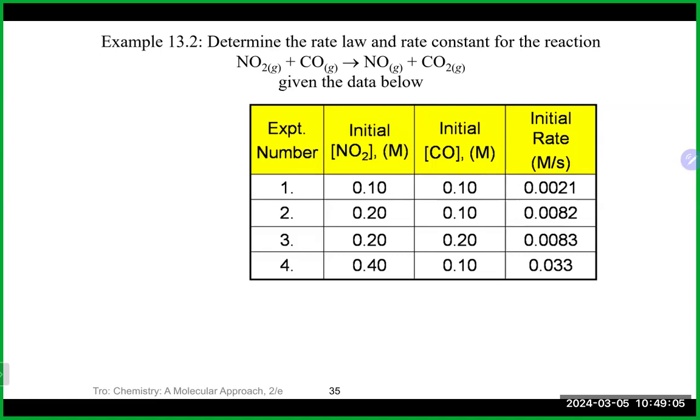So in this case, we do have 4 entries. It doesn't really matter. It works the same way. We're going to start with our generic rate law here. So we got our rate is equal to K, our NO2 to the X, we'll call it, and our CO to the Y. We're going to approach it the same way. We're going to pick, again, 2 entries where one of them stays constant. In this case, you have a choice of 3. You could do 1 and 2, you could do 1 and 4, you could do 2 and 4.